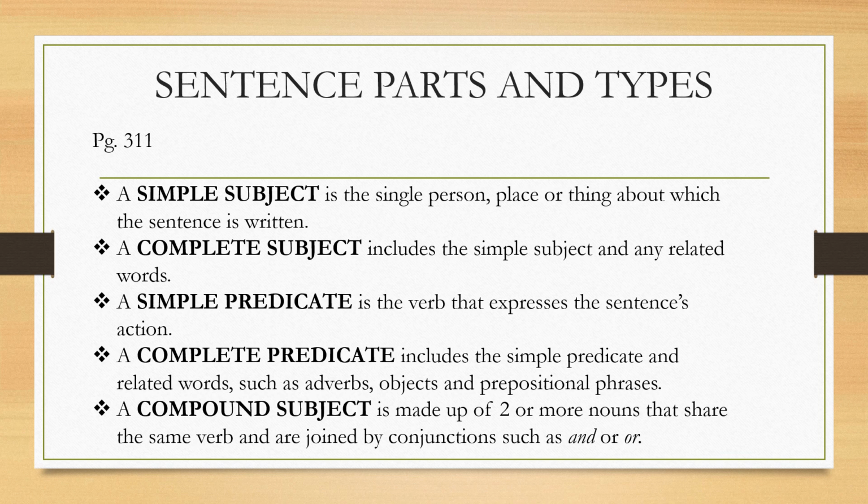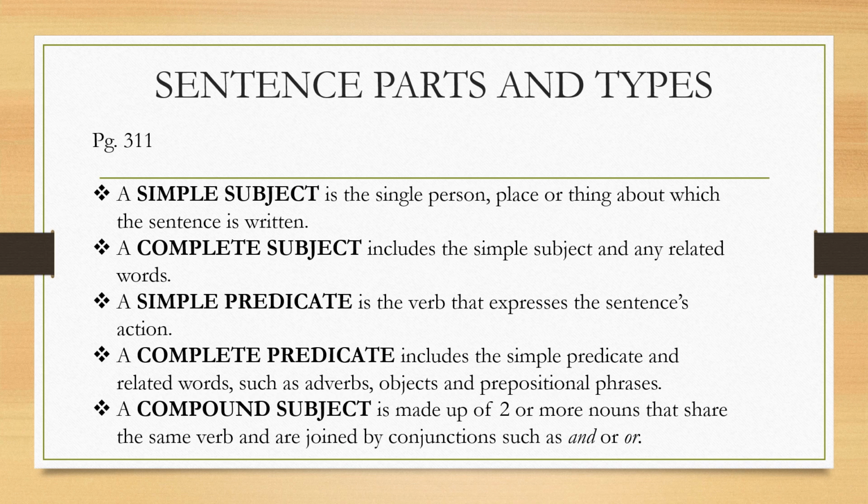Now, what you need to go back and underline is for simple subject: single person, place, or thing about which the sentence is written. A complete subject includes the simple subject and any related words. Okay, simple predicate: the verb that expresses the sentence action.